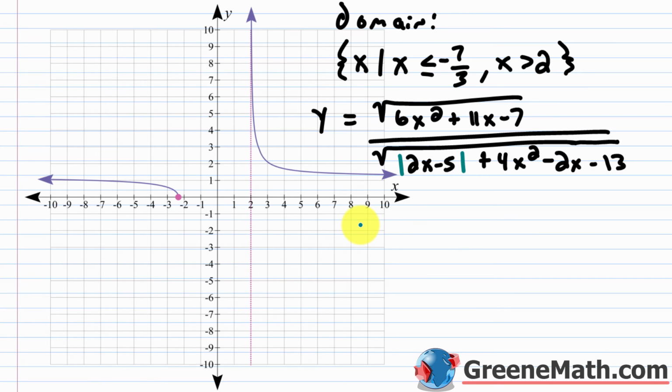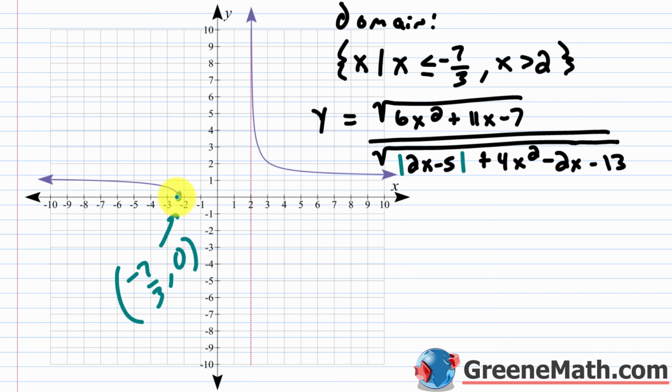All right, let's verify what we found algebraically using our graph. So when we look at our graph, again, you can get this on Desmos, y equals the square root of 6x squared plus 11x minus 7. This would be over your square root of the absolute value of 2x minus 5, then plus 4x squared minus 2x minus 13. So we can see that over here, this point is going to be -7/3, comma, 0.